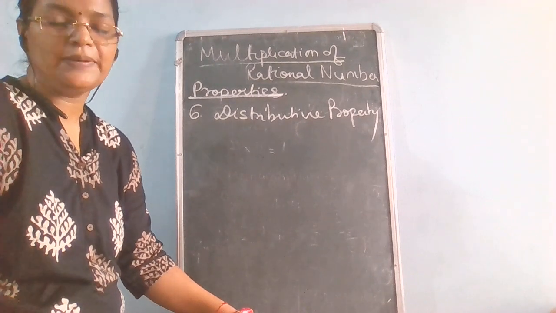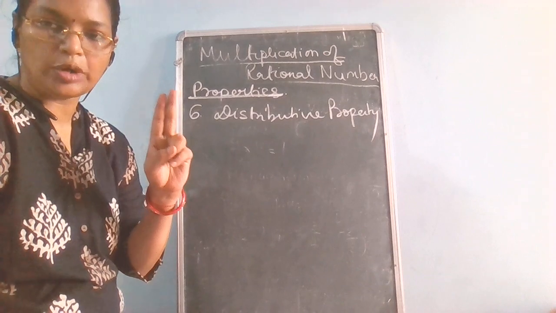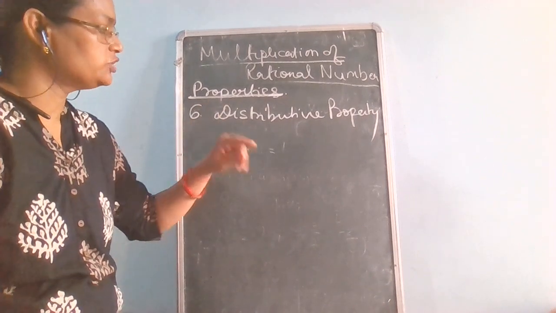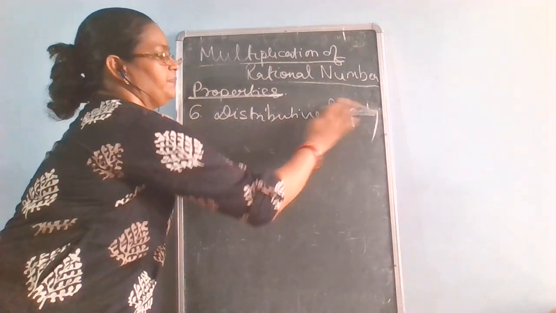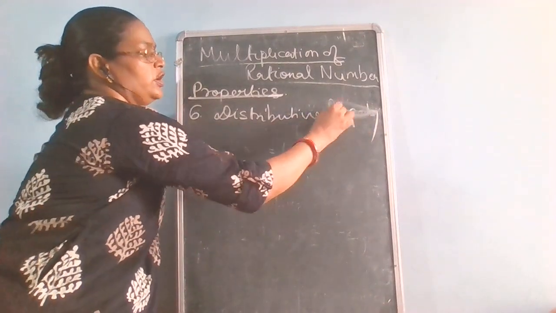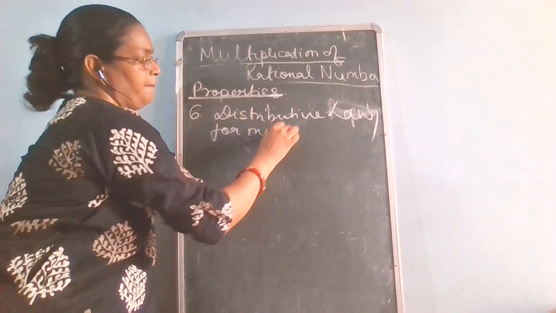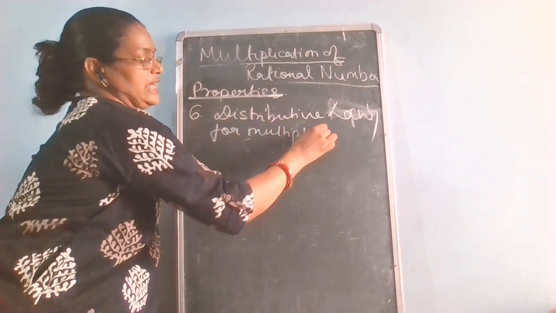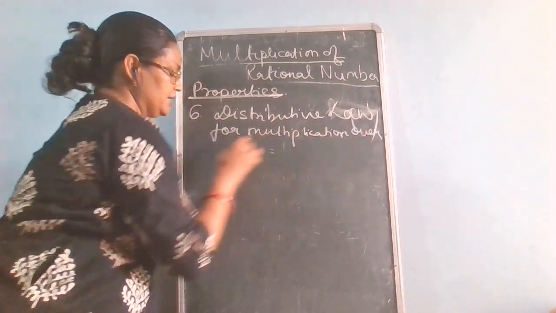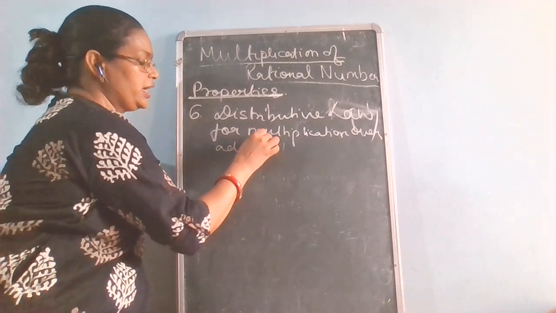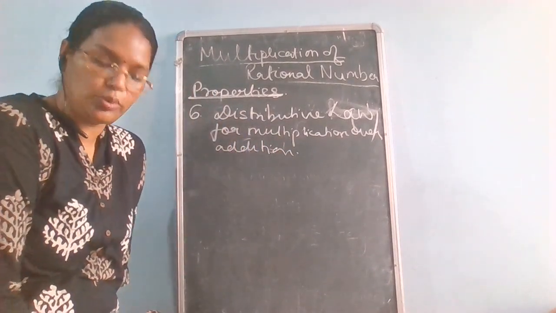Okay. Now the next property is distributive property. In distributive property, we require two operations. So it is better we should write distributive law for multiplication over addition. Because I am using two operations, so that's why I should write distributive law of multiplication over addition.